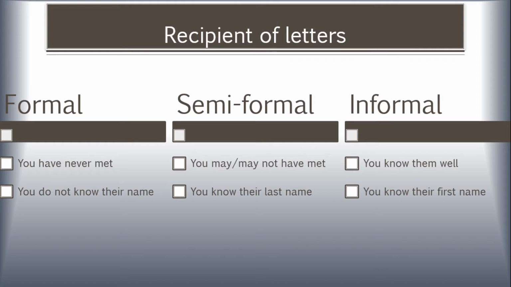Moving to the second type of letter, which is semi-formal. The recipient is not a stranger. You may or may not be known to him or her, and vice versa. Secondly, in the question, the majority of the time you will have the recipient's last name. Informal letters, as the name suggests, are written for family, relatives, or friends, and therefore you know the recipient very well and you recognize them by their first name.